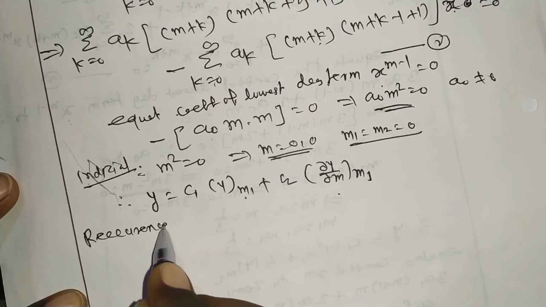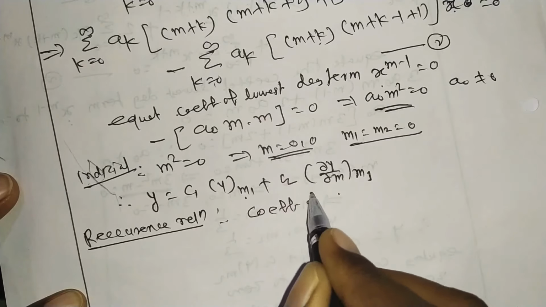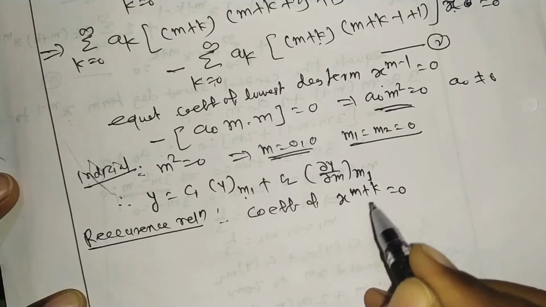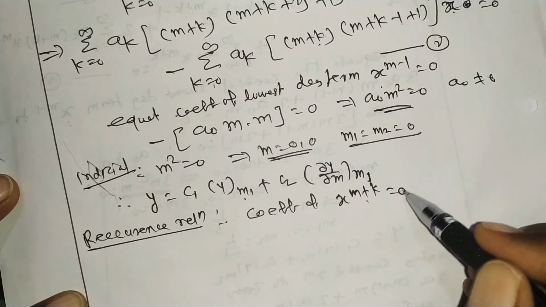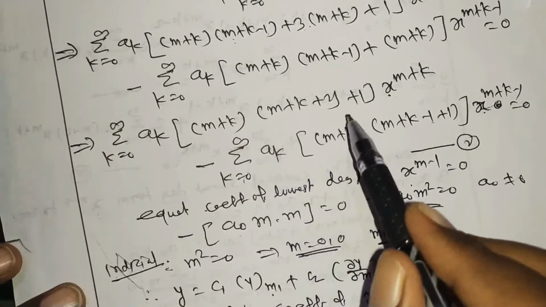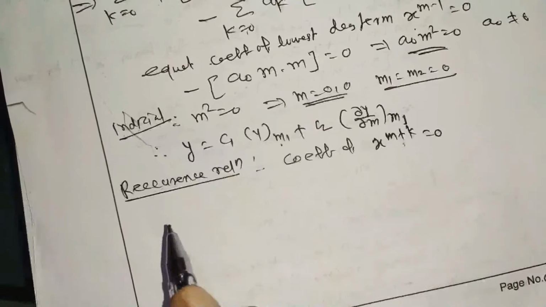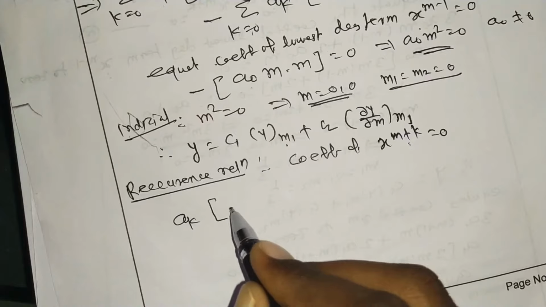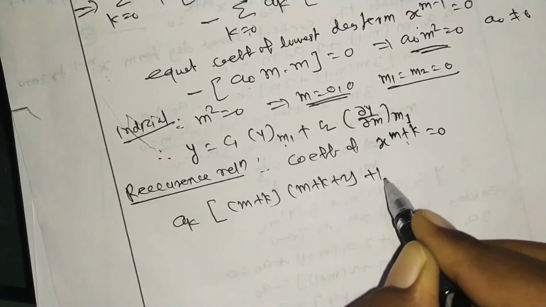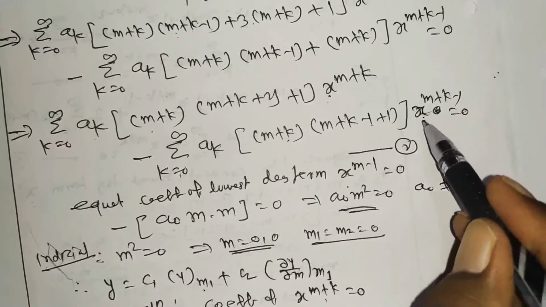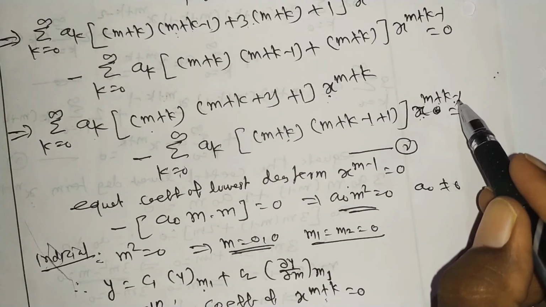In the last problem we derived the recurrence relation, you can use that here also. See, for the recurrence relation, what we have to do is equate the coefficient of x raised to m plus k with 0 from equation 2. Whichever problem it is, from equation 2 equate the coefficient of x to the power m plus k equal to 0. So in the first term, the coefficient of x raised to m plus k is ak into m plus k, that coefficient is ak in bracket m plus k into m plus k plus 2 plus 1. Okay, and in the second series here x raised to m plus k minus 1, we want the coefficient of x raised to m plus k, means we have to cancel this one.